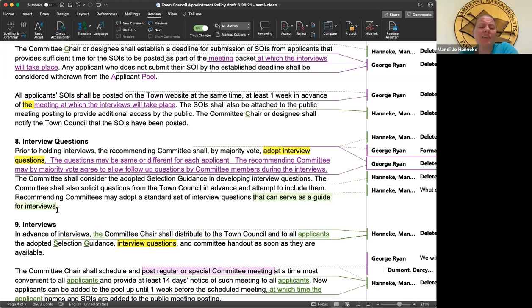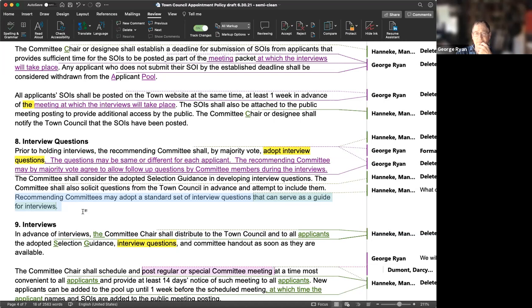I guess I look at that and say, if every time you do interviews you have to adopt interview questions separately, and you have to solicit questions from others and use the new selection guidance that is readopted every time, what's the point of running? How in the heck can you actually adopt a standard set of interview questions then? I mean, you can reuse one, but that's sort of just my point. I don't see how you can adopt something given the rest of the stuff.